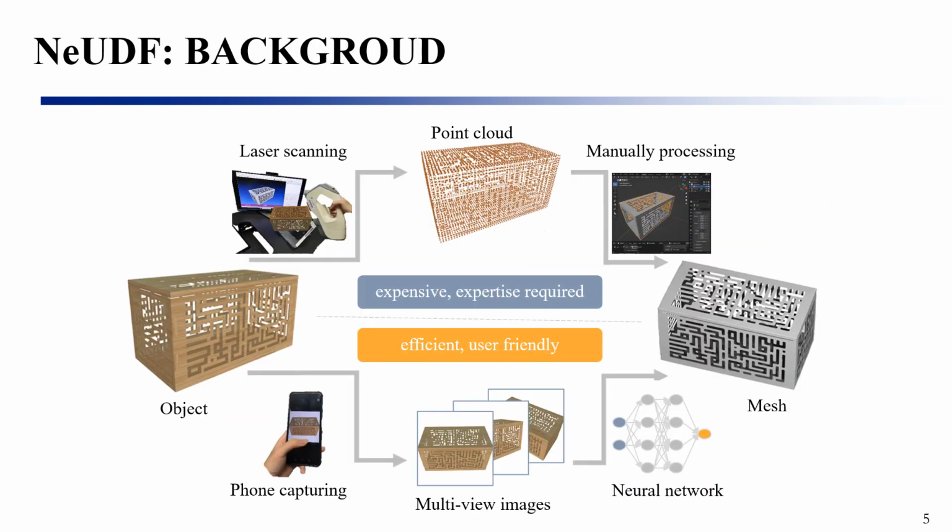For the 3D reconstruction task, the classical approach requires 3D scanning to get dense point clouds, and manually processing to convert the point clouds into meshes, which is expensive and requires expertise. Recently, the progress of neural radiance fields has greatly improved multi-view image reconstruction. With a few phone-captured pictures, the network can optimize a neural field, which is efficient, low-cost, and user-friendly.